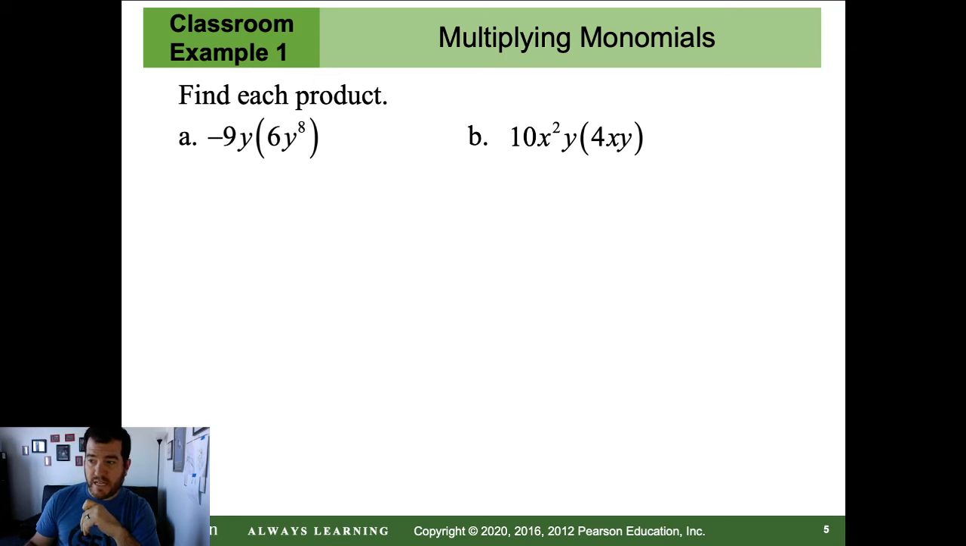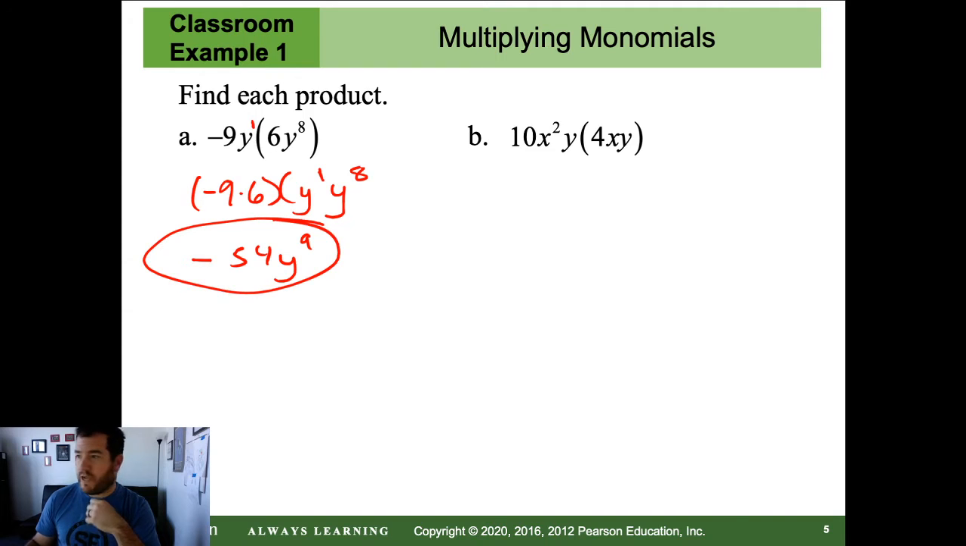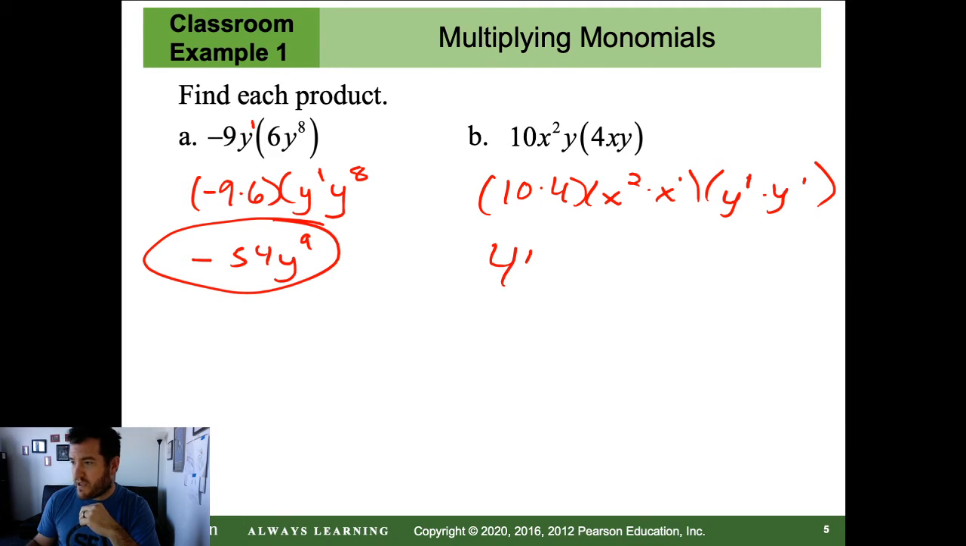Okay, similarly to the last one, I'm going to put a 1 here. I'm going to break these down to negative 9 times 6, and then y to the 1st times y to the 8th. So negative 9 times 6, I think, gives you negative 54. Y to the 1st times y to the 8th is y to the 9th. Right? Here, I do 10 times 4, x squared times x to the 1st, y to the 1st times y to the 1st. So I think I should get 40x cubed y squared.